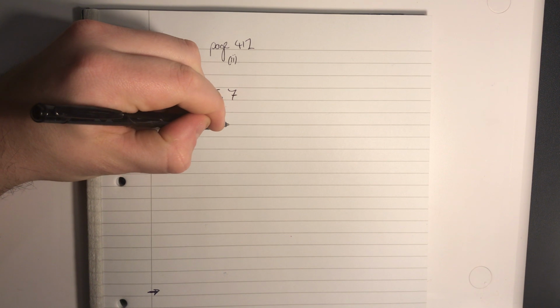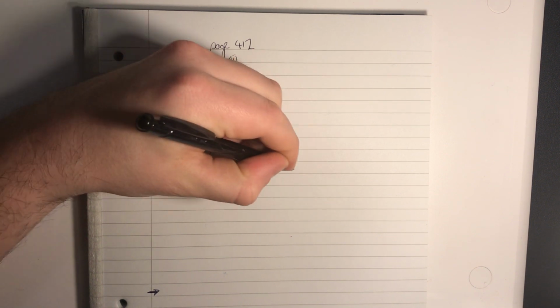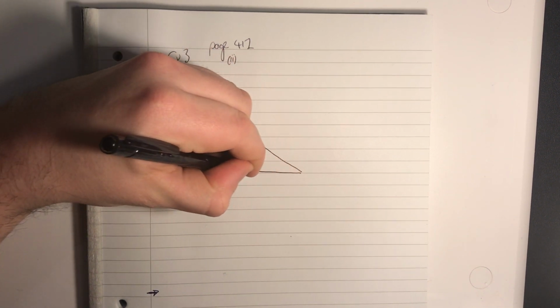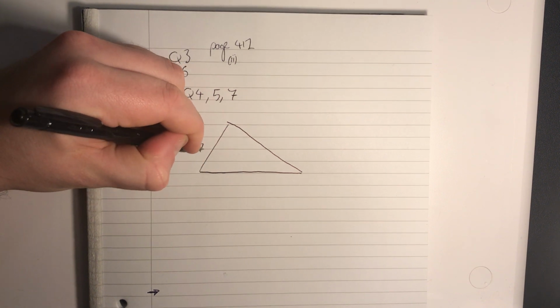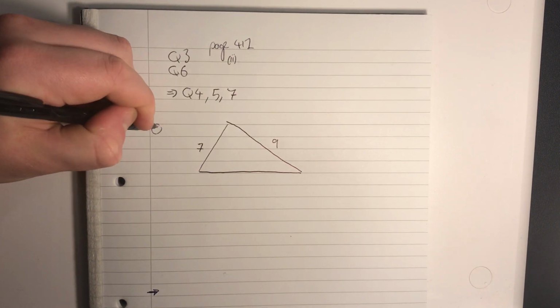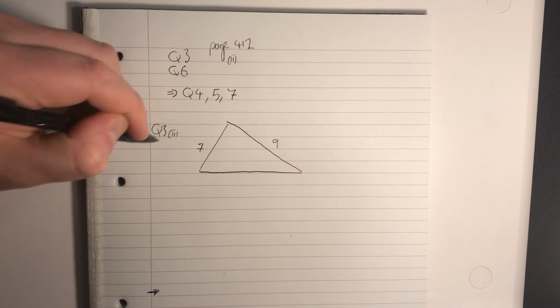Now, so I suppose let's just jump straight into it. So we have this side over here, which is 7. So this is question 3, part 2, by the way.